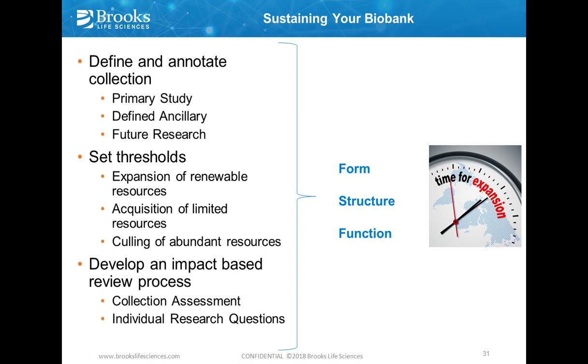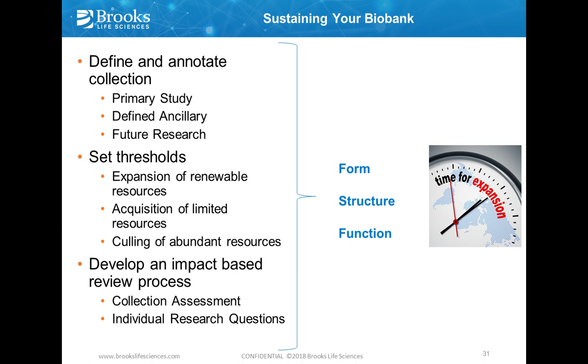So, summarizing this: form, structure, function for sustaining your biobank. Basically, this means define and annotate the collection, the primary study, what are my defined ancillaries, my aliquots, what follows from the mother sample, what are the future research purposes and what I'm allowed to do for future research. Then it would be good to set a threshold. Do I have to expand my collection? Do I have renewable resources? How to bring in these renewable resources when needed?